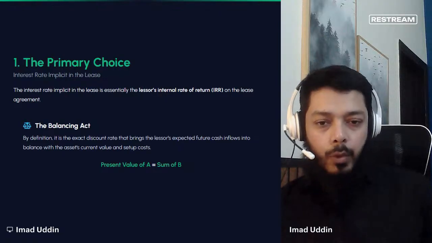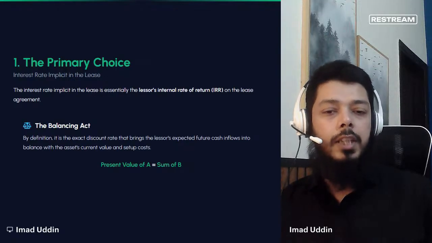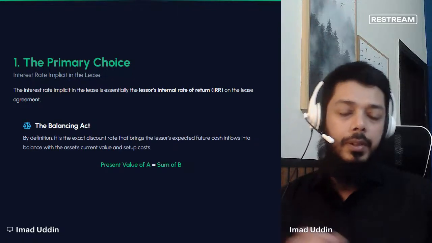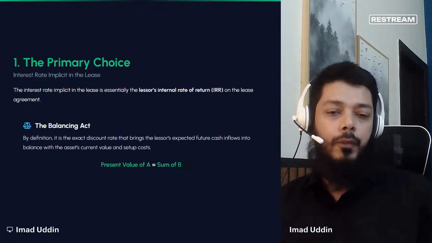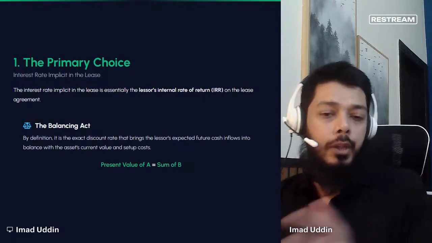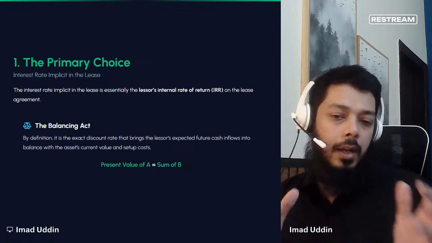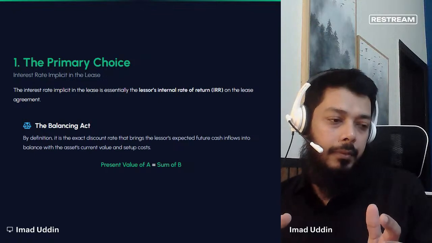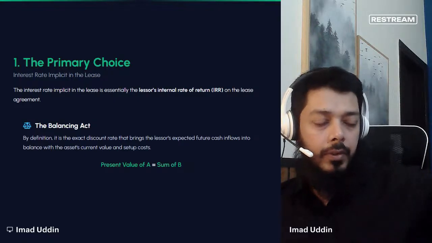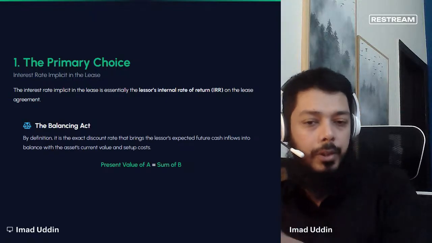So conceptually, what exactly is the interest rate implicit in the lease? It's basically the lessor's IRR, as we discussed. So the present value of what the lessor gets should be equal to what the lessor is investing, and that's what IRR does. IRR is a discount rate that makes the present value of the returns received by the investor equal to the investment the investor has made today.